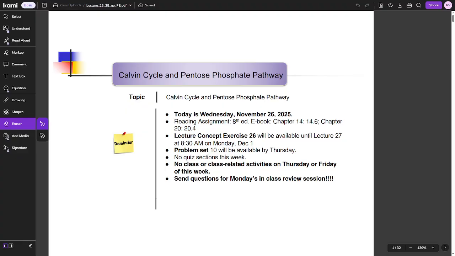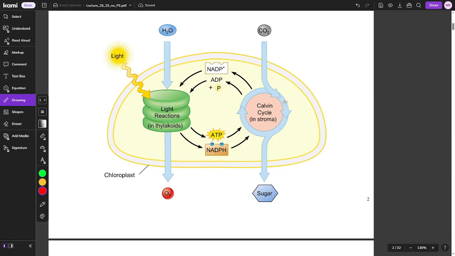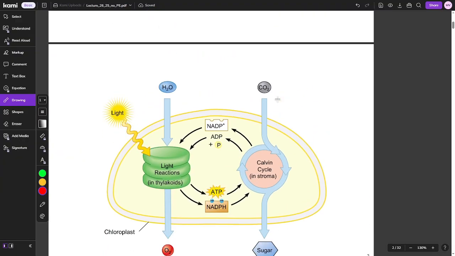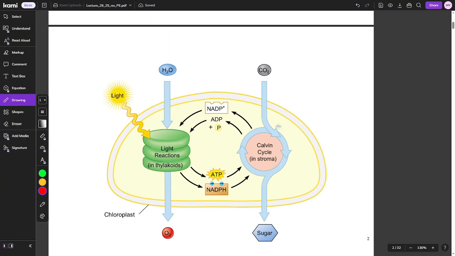Today we're covering the Calvin cycle and the pentose phosphate pathway, both of which are pretty cool if you ask me. So let's go ahead and get started. First I'm going to cover the Calvin cycle. We already talked about the light-dependent reactions, right?